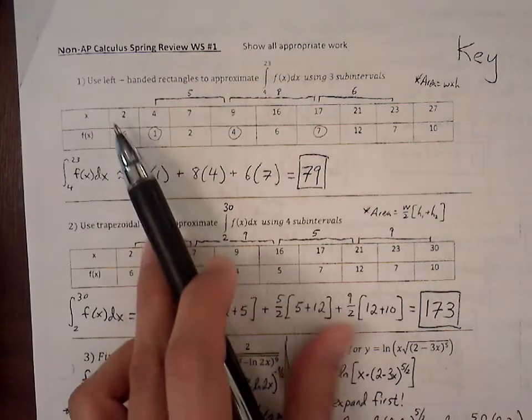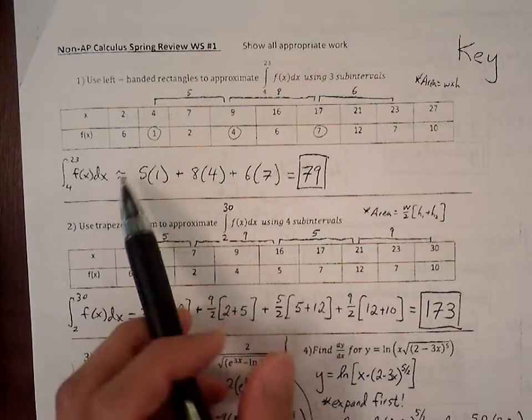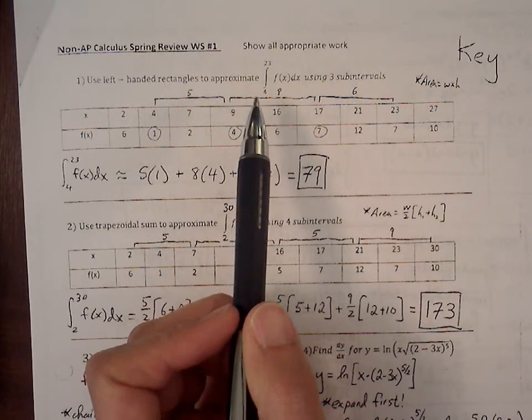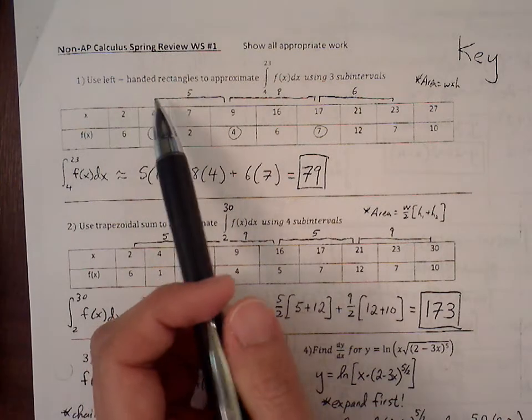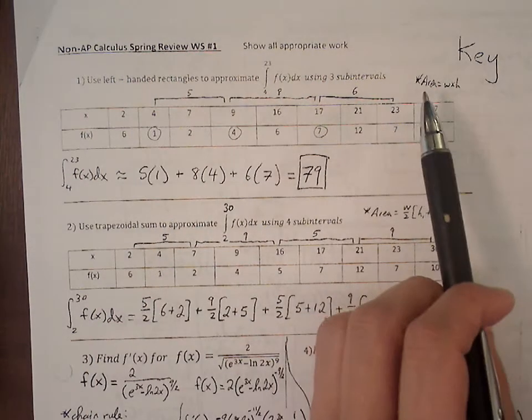This is the Non-AP Calculus Spring Review Worksheet 1. So we're starting off trying to approximate the area under a graph using rectangles. So we're using left-handed rectangles, and if we think about rectangles, the area formula for a rectangle is width times height.